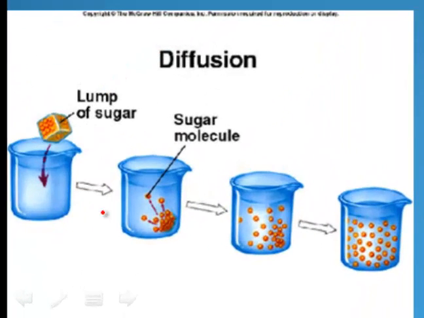So if you put a sugar cube into a beaker of water, okay, the sugar starts out all together, and it will eventually disperse until it's equally spread out in that beaker of water. That's what diffusion is. The molecules want as much room as possible to move. They're still moving even when they're at this point, but they're spread out so they can move as much as they possibly can.